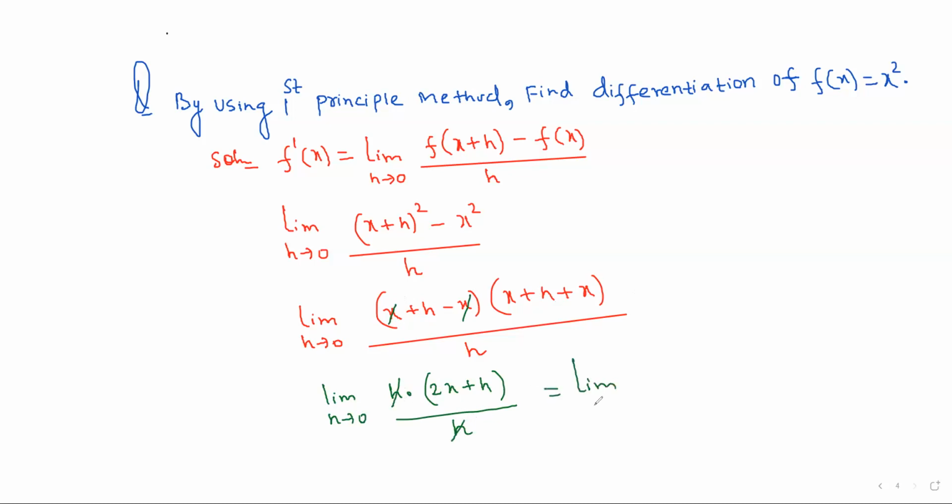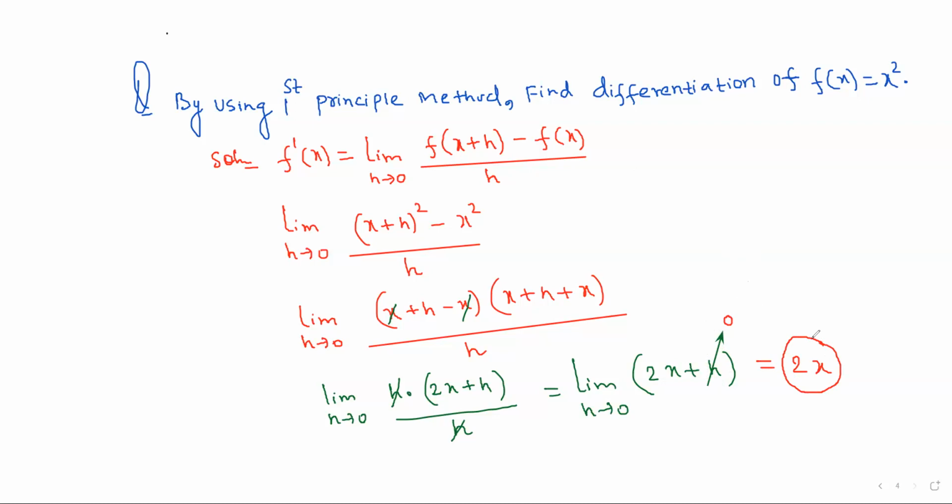So limit h tending to 0 of 2x plus h. Since h is tending to 0, the h term becomes 0, so the final answer will be 2x. So with the help of the first principle, you can prove any differentiation formula by this method.